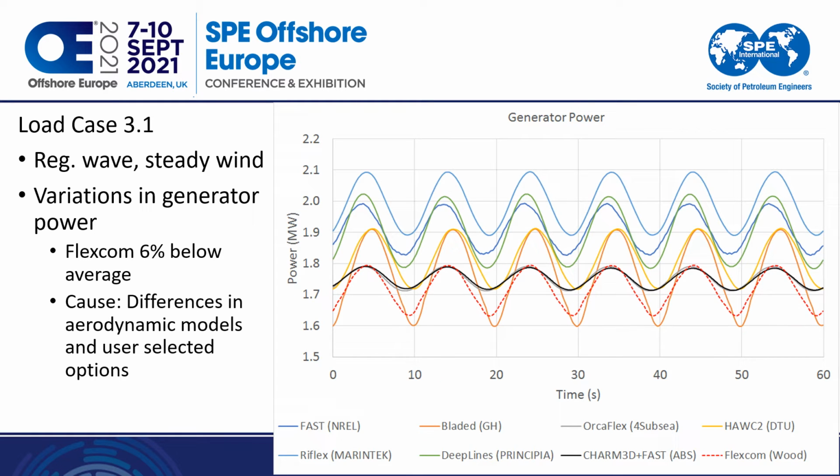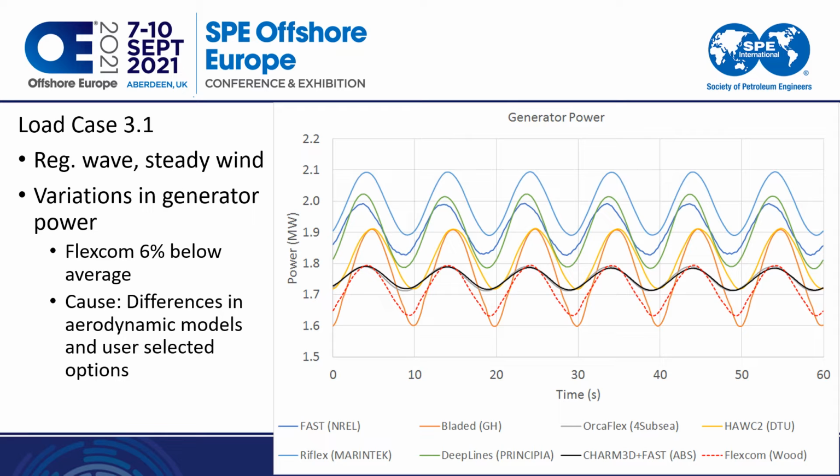Staying with load case 3.1, which is regular wave excitation with steady wind conditions, we're now looking at generator power as a function of time in the graph on the right hand side of the screen. In the original OC4 research project, the coordinators didn't focus explicitly on generator power, but given that it's such a fundamental output from a wind turbine simulation, we decided to look at a comparison of our tool called Flexcom against the other modeling tools. We found a significant variation across the different tools in terms of the generator power predicted as a function of time. So there are a number of possibilities for this discrepancy.